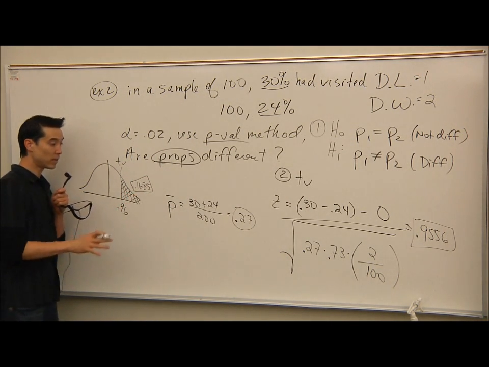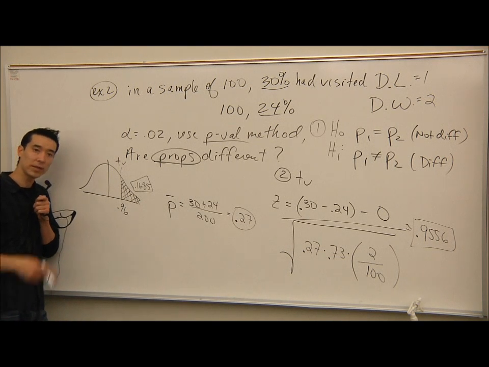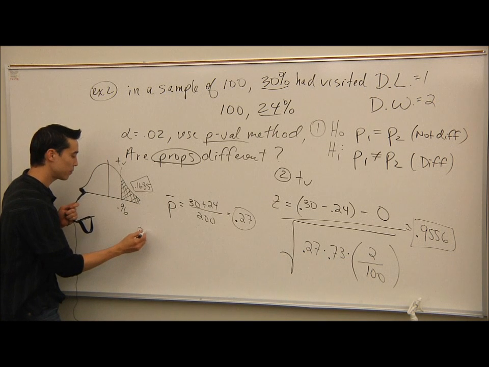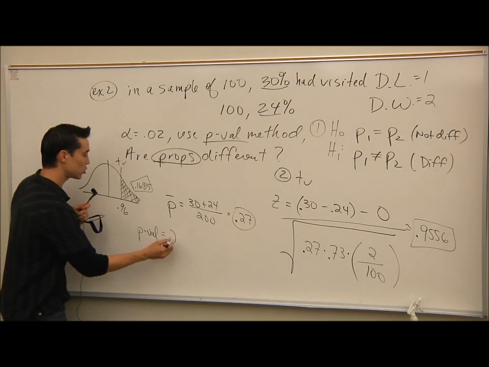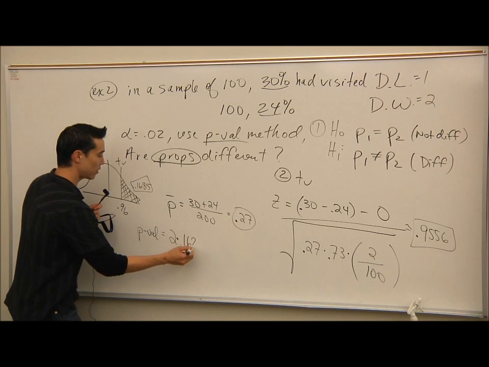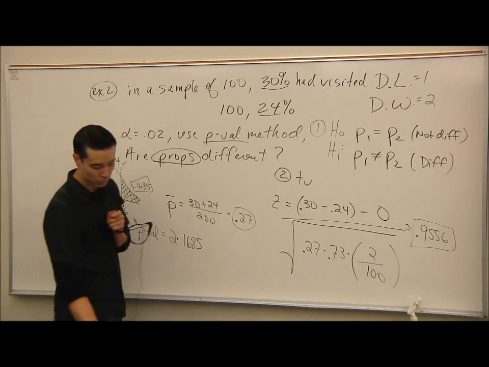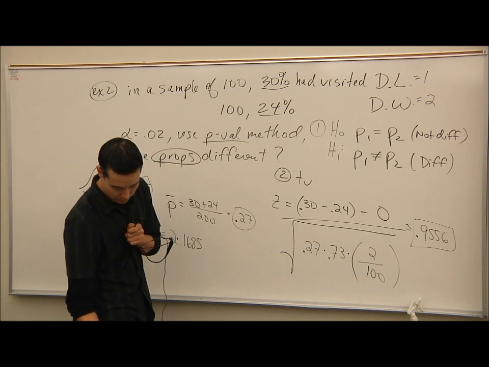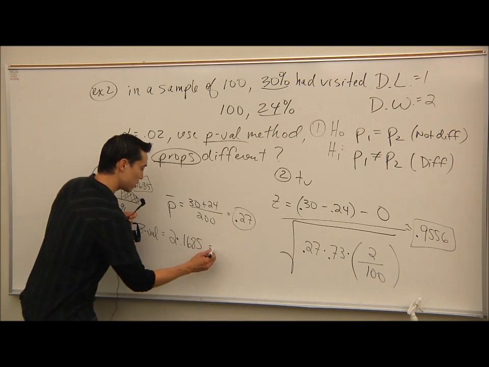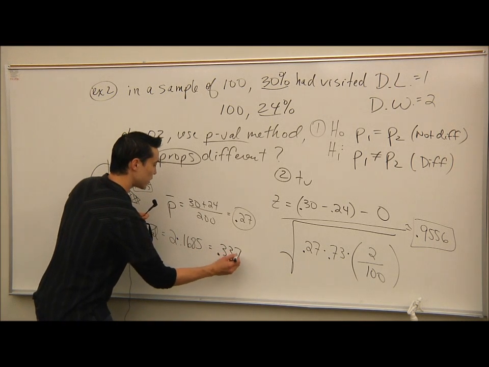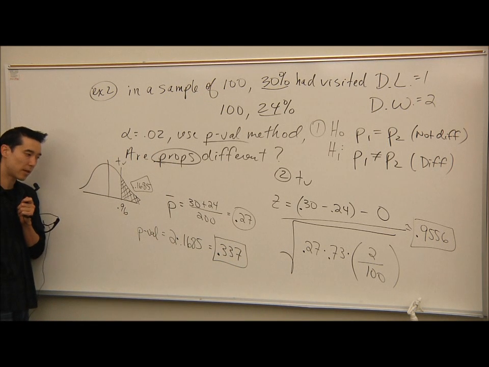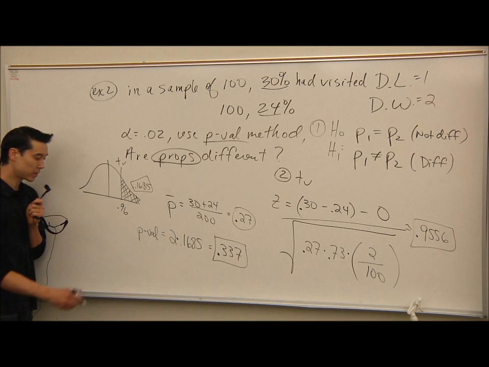If this was a one-tailed test, that would be your p-value. But only because this is a two-tailed test, I have to multiply that by 2. So my p-value is equal to 2 times 0.1685. So, what is 2 times 0.1685? Let's see. It's already too high, right? 0.337. So my p-value is 0.337. And that is the end of step 3.